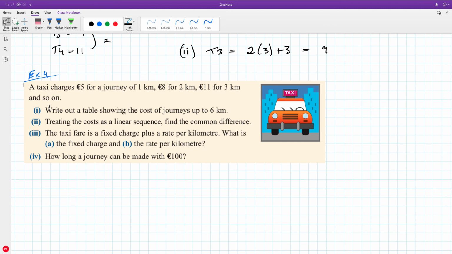So just so we're clear in the language. A fixed charge is something that doesn't change no matter how far you go. Whether you go 1 kilometre or 30 kilometres, you're going to be charged this. That is the rate, how much they're going to charge you per kilometre you go. So for every kilometre you go, they're going to charge you a certain amount of money. It's the English in the question that's going to catch us. That's the hard thing with this type of question.